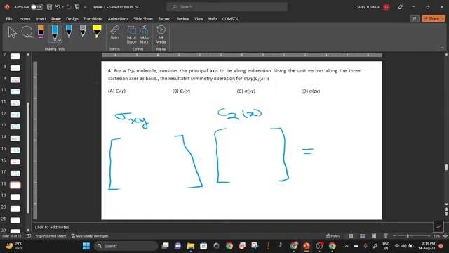सिग्मा एक्स वाई में क्या चेंज नहीं होगा? X and Y both will not change. Okay, so x and y will not change, this will change.